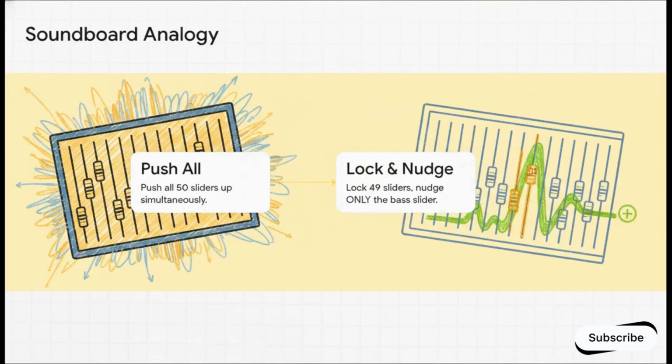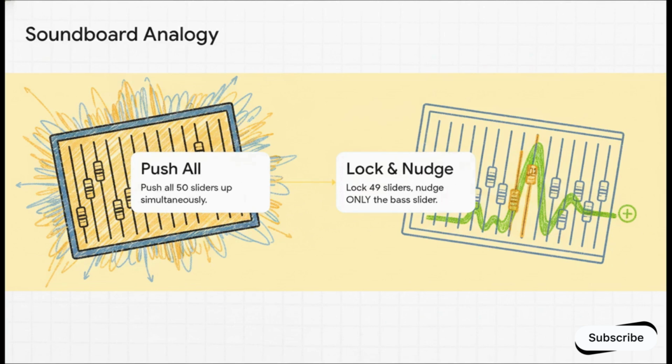To really grasp how this feels, let's think about a studio soundboard. Imagine you're mixing a track on a massive board with 50 different sliders. The overall goodness of that song is a function of all 50 of those inputs. If you just push all 50 sliders up simultaneously, which is step one here, sure, the music gets louder, but you have absolutely no idea which slider actually made the mix sound better or worse. It's just chaos.